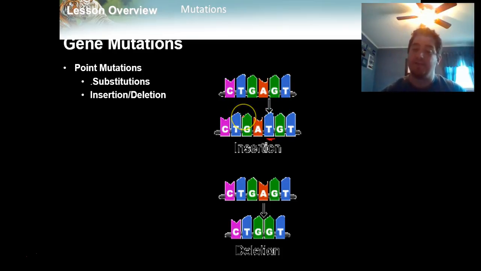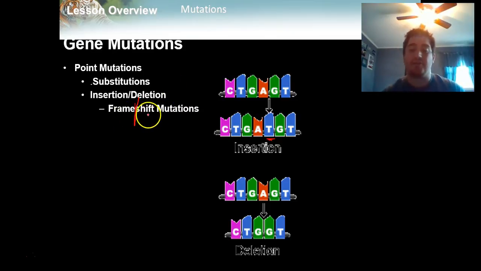We'll talk about how that sometimes is not the case in a second. And then a deletion, obviously, is when we take one out, okay? We have CTGAGT, and now we go CTGGT, all right? This can a lot of times result in what we call a frame shift mutation, okay? So these insertions and deletions can result in a frame shift mutation.